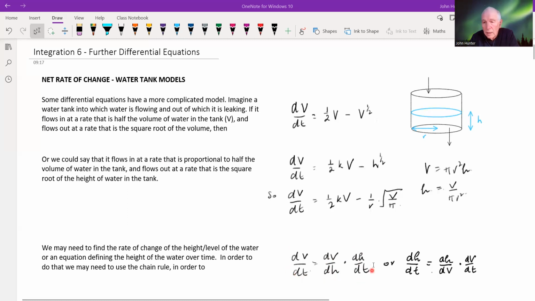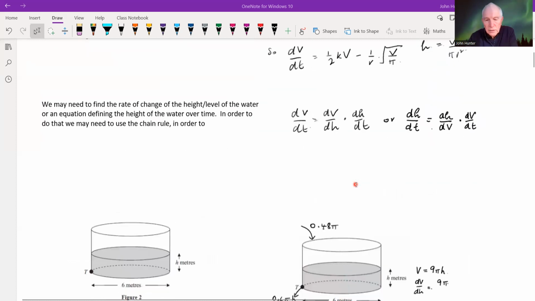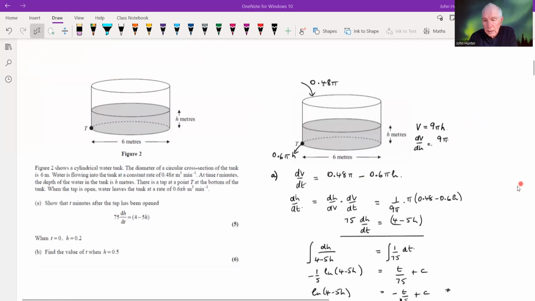So this is where the chain rule comes in. What we're really doing is expanding our dV/dt into two derivatives, dV/dh and dh/dt, and if we wanted to collapse these back down, you can see that we've got this cancellation going on with our dh's. Okay, so let us have a look at an example, and it is in fact a water tank.